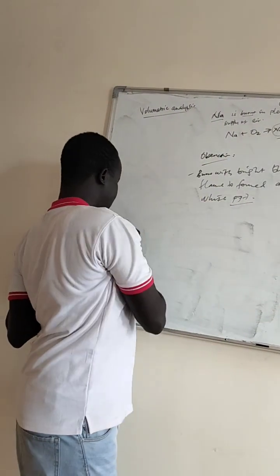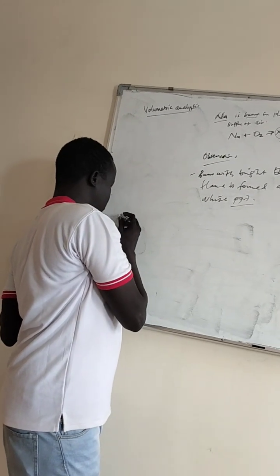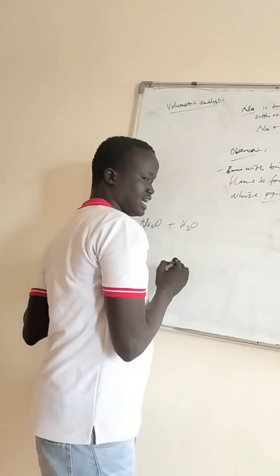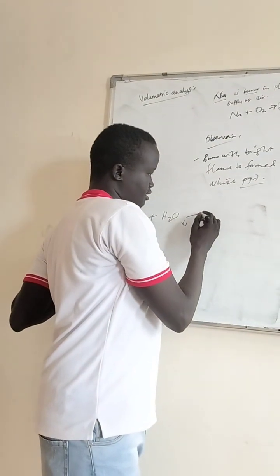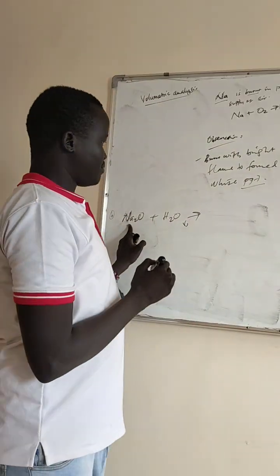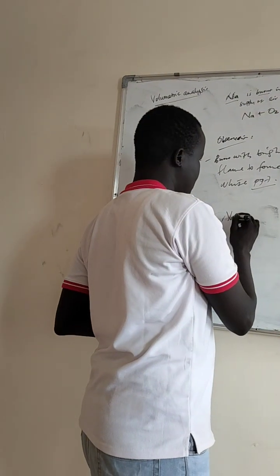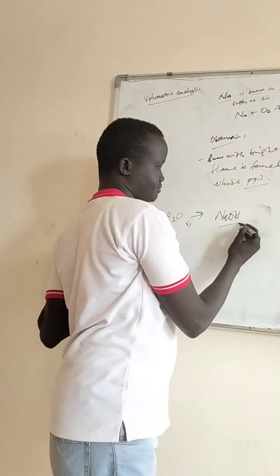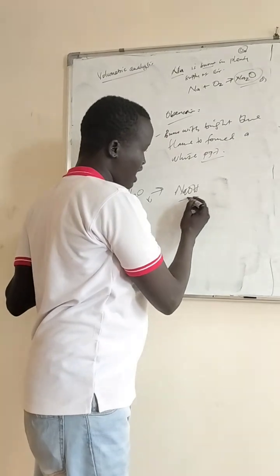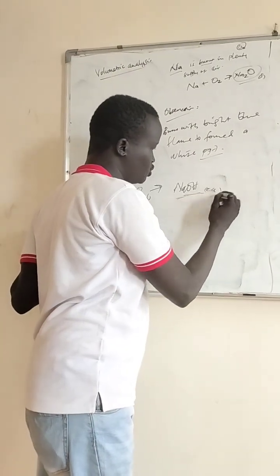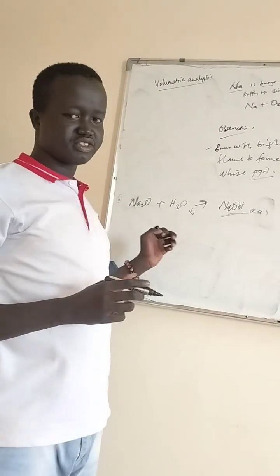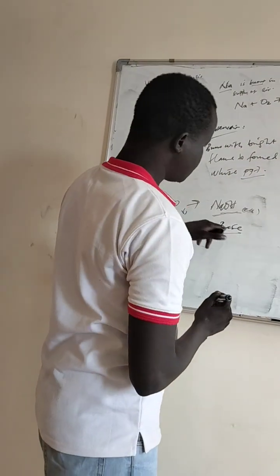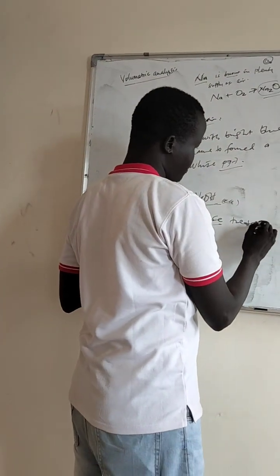Now this one here, sodium oxide, is dissolved in the water to give us sodium hydroxide. Now our focus is the sodium hydroxide, which is an aqueous solution. First of all, anything called sodium hydroxide becomes a base. Then this base is treated with the litmus paper.